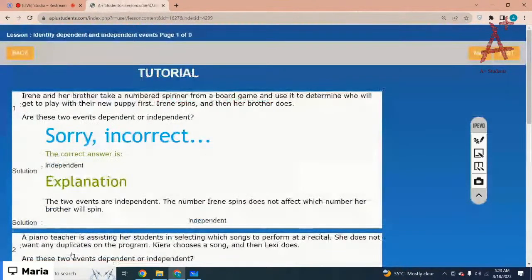Okay, you have two events given. Irene and her brother take a numbered spinner from a board game and use it to determine who will get to play with their new puppy first. Irene spins and then her brother does. So there are two different events, right? When Irene spins, she has two options: either she will get a time to play with the puppy or no. When her brother spins, he has two options: either he will get a time to play. So both the events are independent, right?